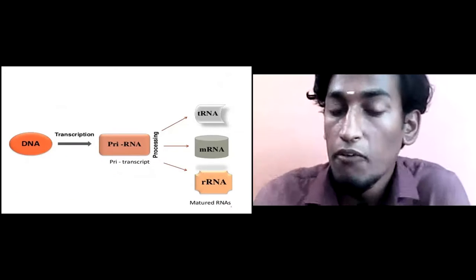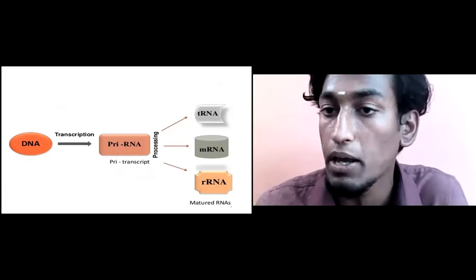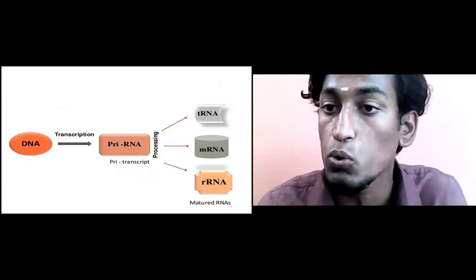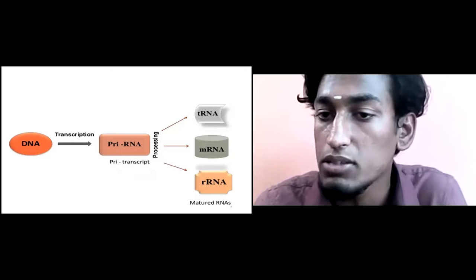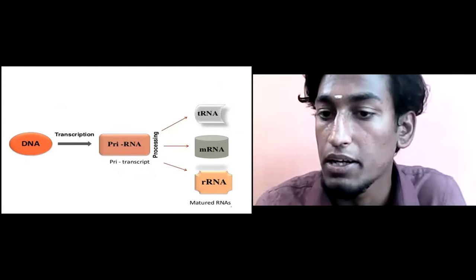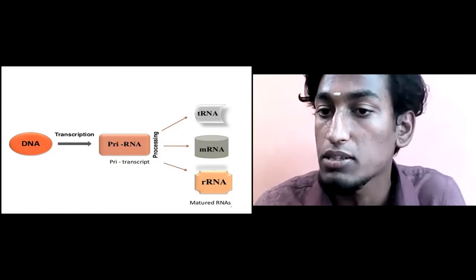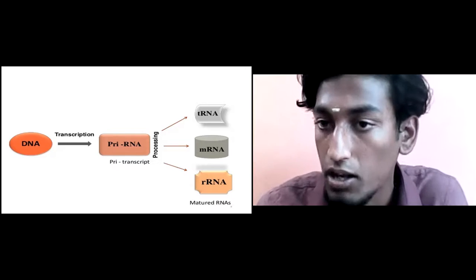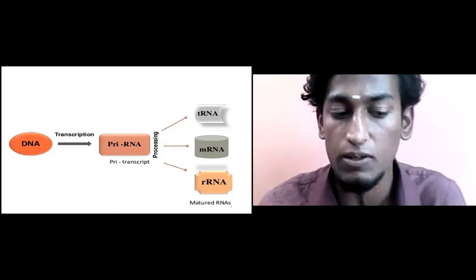What happens from a DNA? Transcription takes place, and a primary mRNA or pre-mRNA is produced, which is not functional. This is what I'm talking about in the eukaryotic cell. The primary mRNA, or pre-mRNA, is also called the primary transcript. There are three processing pathways, which lead to mature RNAs: tRNA, the transfer RNA; mRNA, the messenger RNA; and rRNA, the ribosomal RNA. Let me talk about them individually.